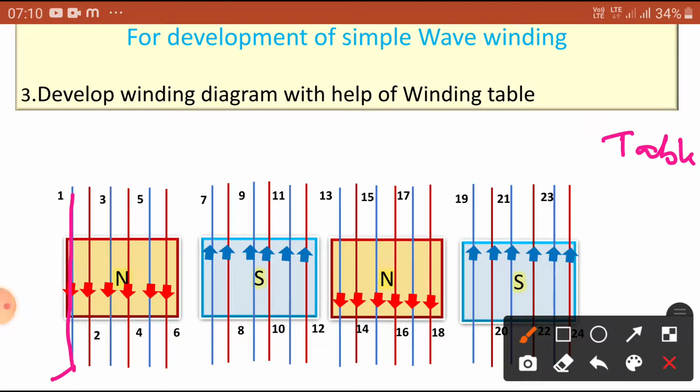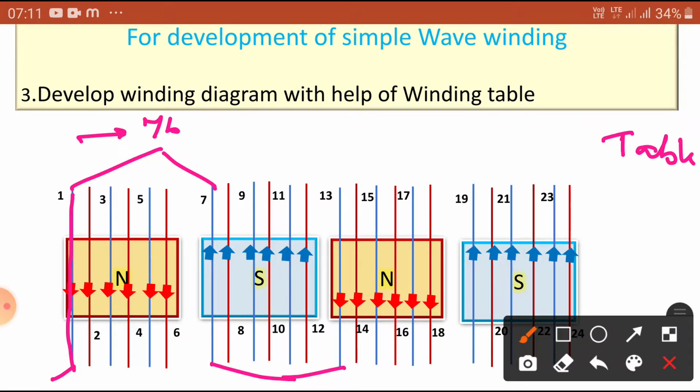So what is the pitch? It should be connected 180 degrees. Starting from this one, connected here. So 1 plus 6 is 7, the back pitch. Now we require the front pitch. Front pitch: 7 plus 6 is equal to 13. Where is the 13th? Here is the 13th, so you connect the 13th conductor here.